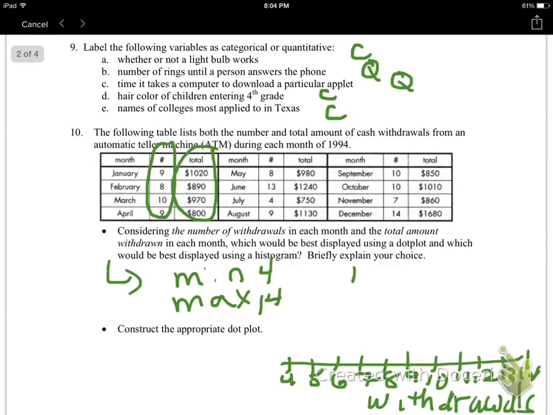Okay, so this will be number of withdrawals. Write out the word numbers. I'm running out of space. Remember, you can't abbreviate in this class. Okay, so I'm just going to go 9.